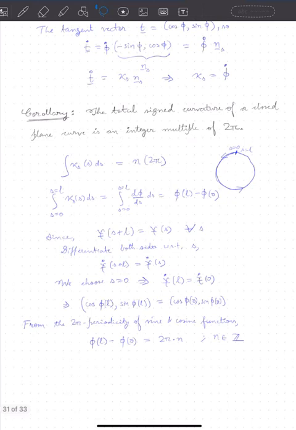Then we introduce a corollary stating that the total signed curvature of a closed plane curve is an integer multiple of 2 pi.